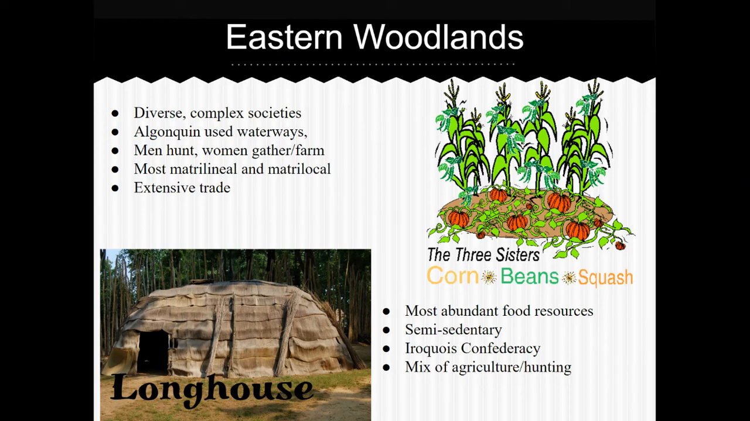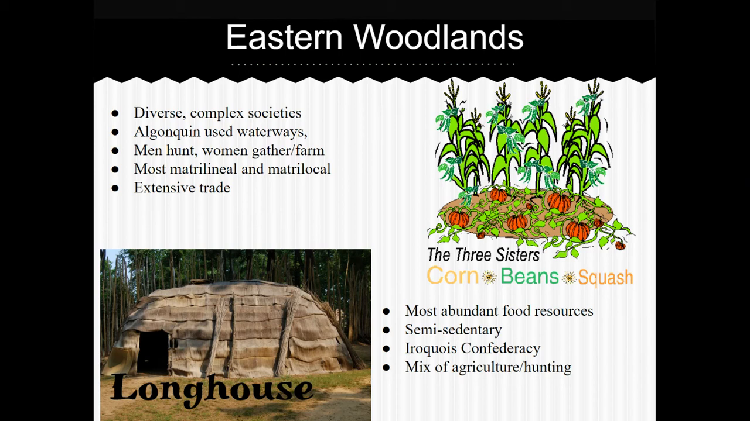One of the interesting things that they grow there is what's called Three Sisters farming. And that's where in one single plant, they grow corn, beans, and squash. And that's something you definitely need to know, the Three Sisters farming. They have a lot of abundant food resources. They are semi-sedentary, as mentioned before.